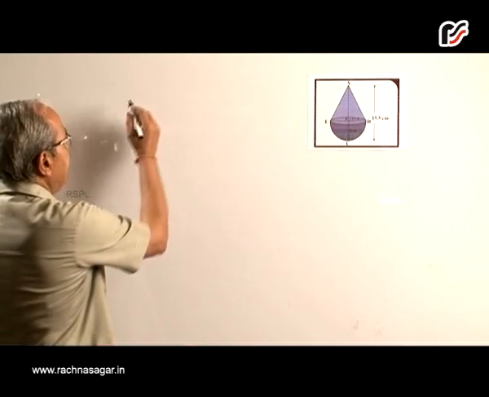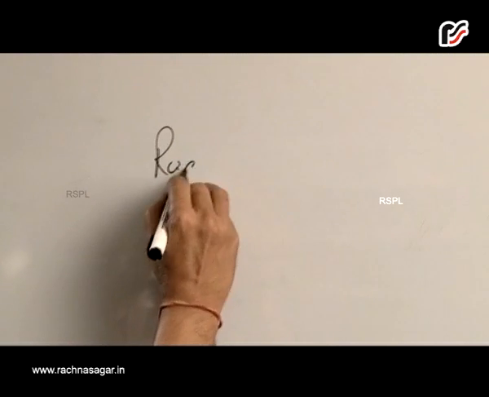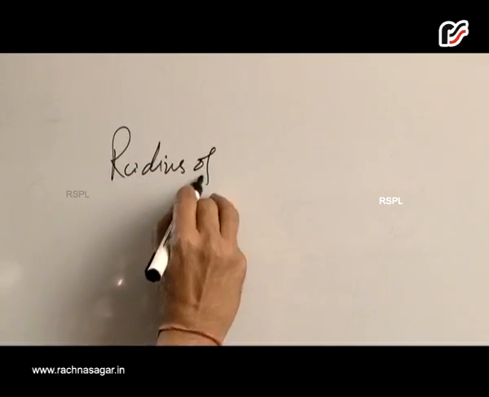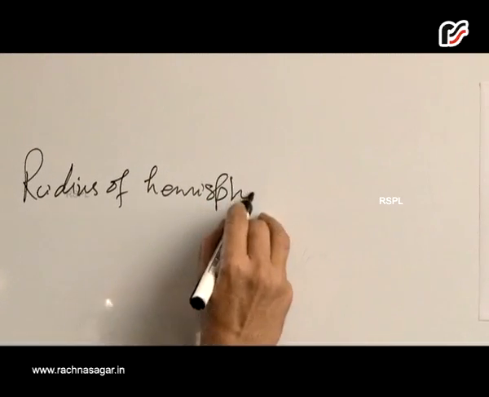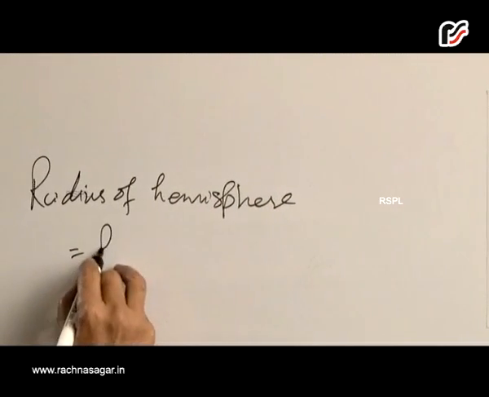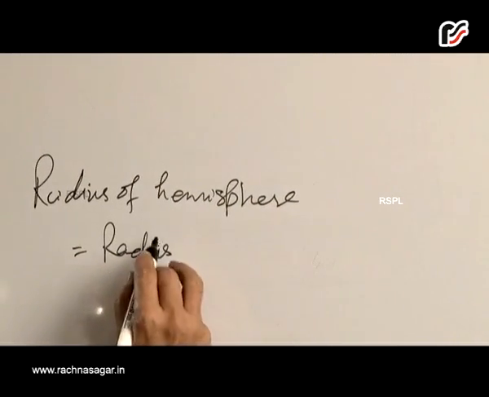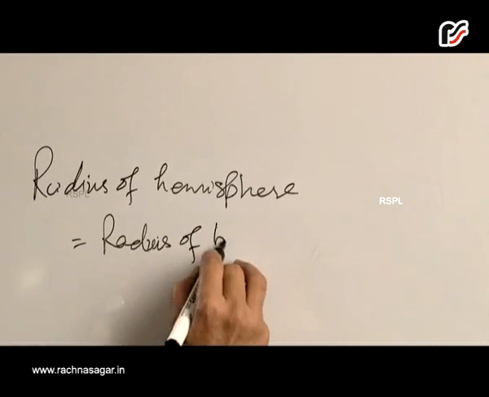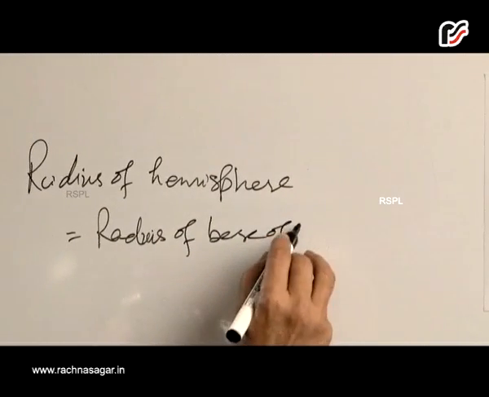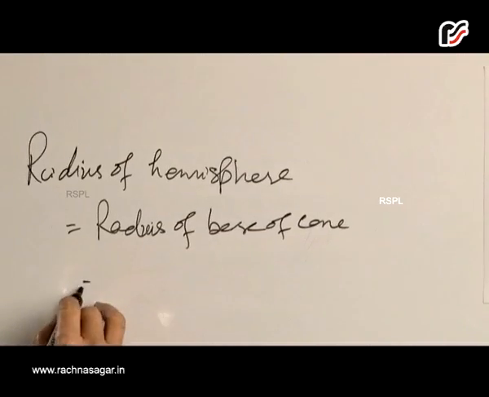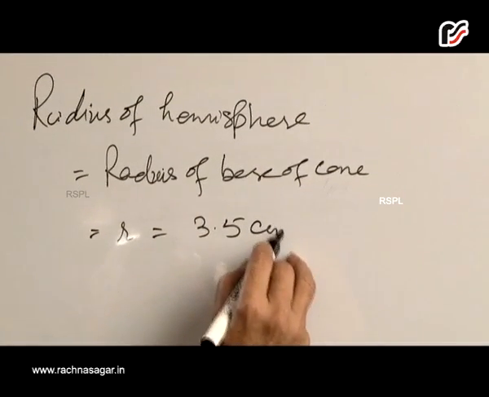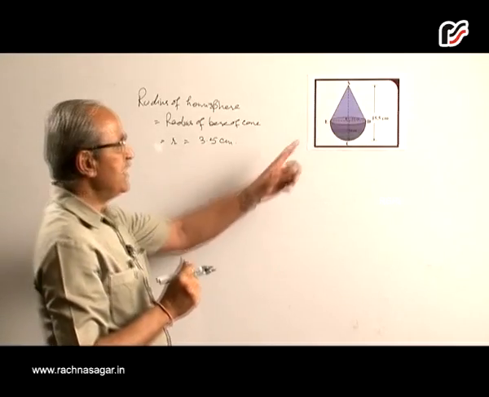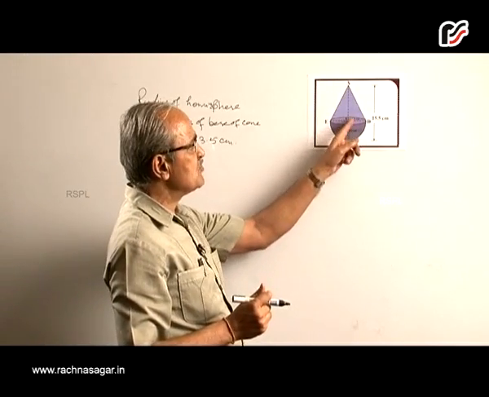So we have radius of hemisphere equals radius of base of cone equals R, which is equal to 3.5 centimeters. Because radius of base of cone and radius of hemisphere is same.